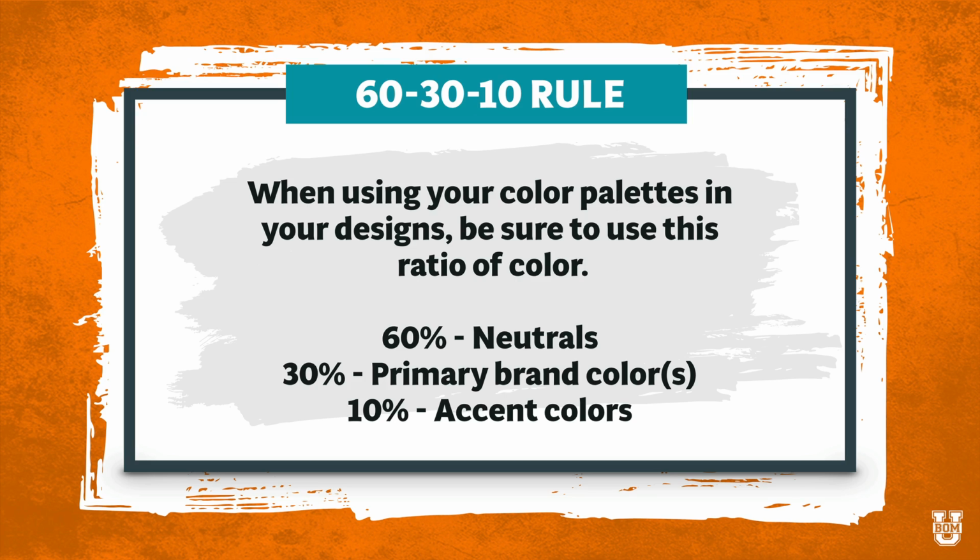And that's what I'm talking about when I'm referring to using them in different ratios. I use the 60-30-10 rule. So when using your color palettes in your design, be sure to use this ratio of color, which is going to be 60% neutrals, 30% that primary brand color or colors, depending on the model that you use, and then 10% for your accent colors. Again, call to actions, buttons, highlights of words, things you want people to take action on.